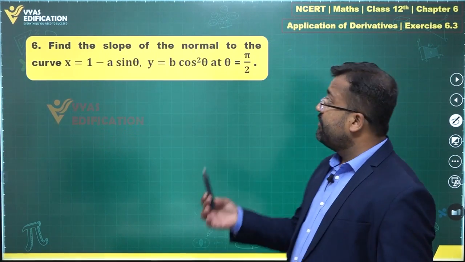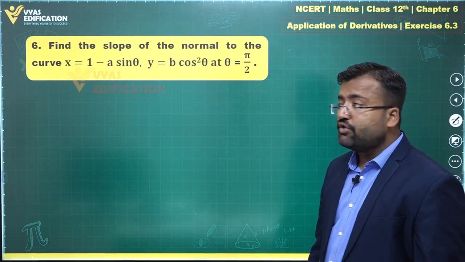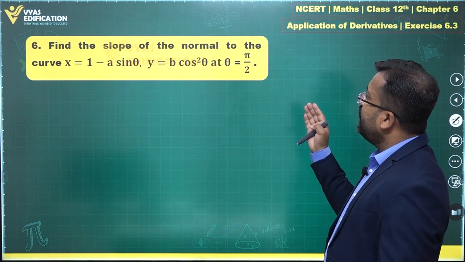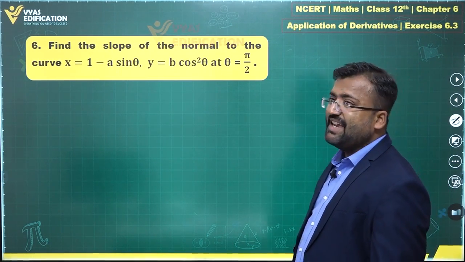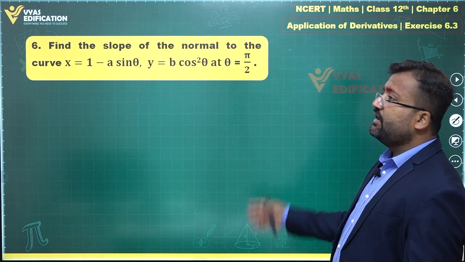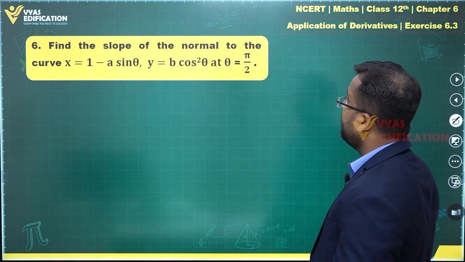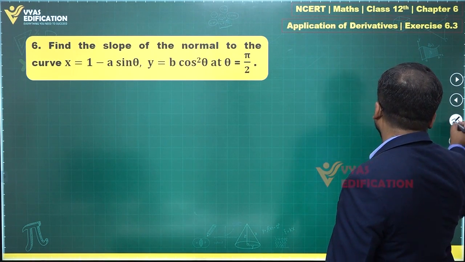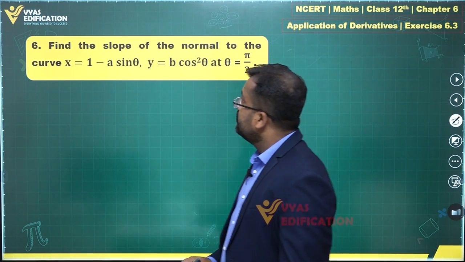Let us discuss question number 6 next. The sixth question says, find the slope of the normal to the curve x equals 1 minus a sin theta, y is equal to b cos square theta at theta equals pi by 2. That's what we are interested in, right? Slope of normal to the curve. So let's focus on finding the slope of normal.